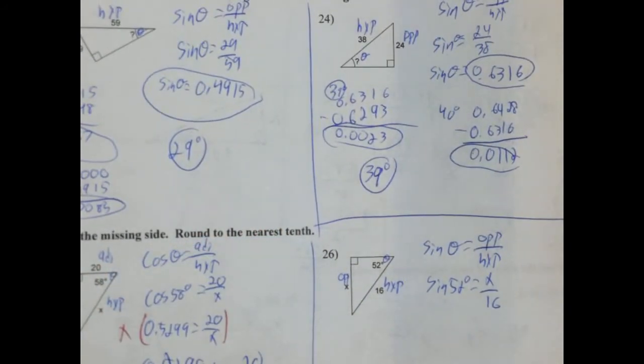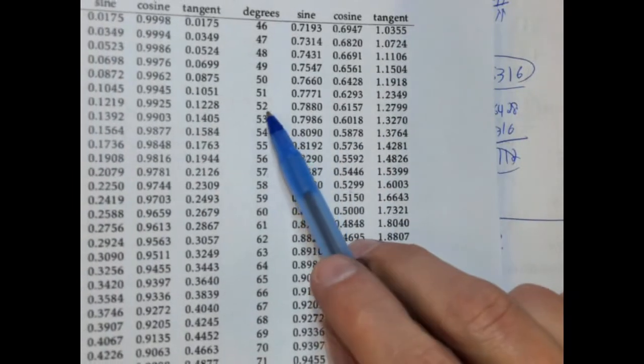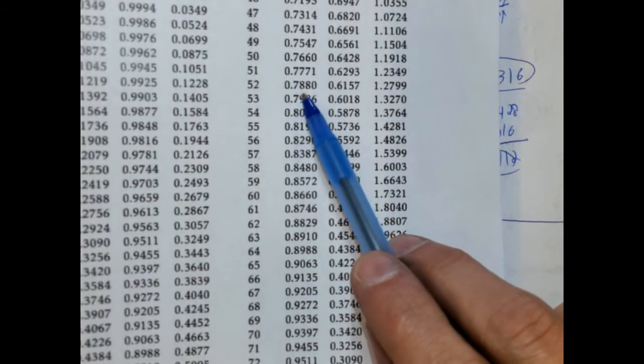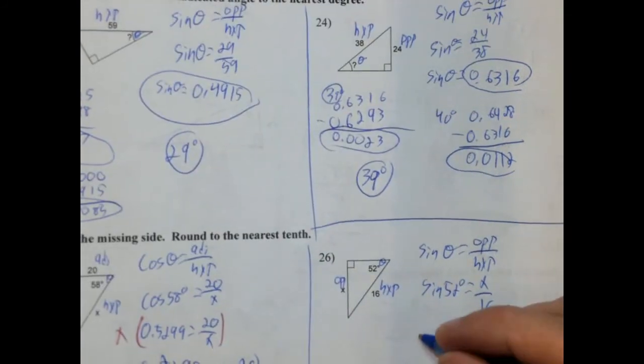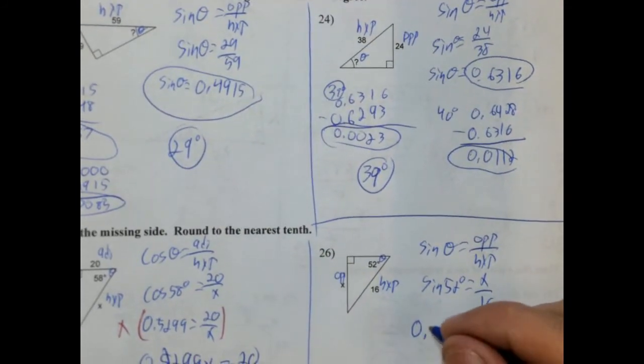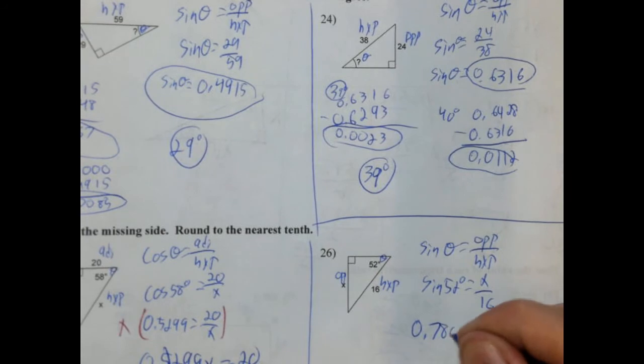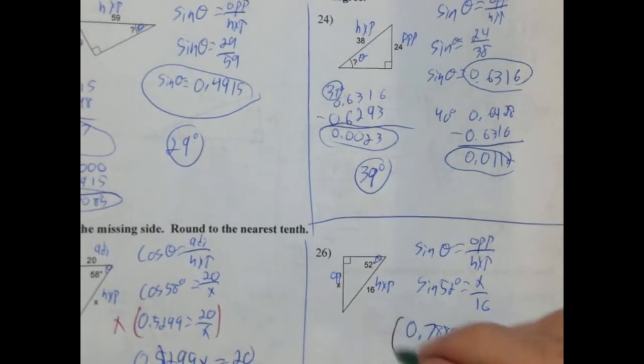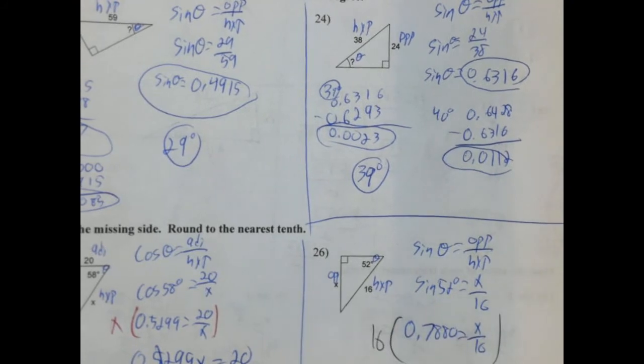So we're going to find 52 degrees in the trig table here. Right, and it's a sine function. So for 52 degrees, it's going to be this value here, 0.7880. So 0.7880 equals x over 16. We're simply going to multiply both sides by 16, and that'll give us our answer here.